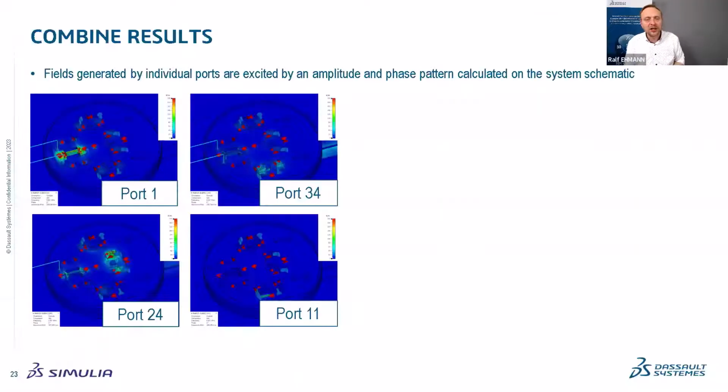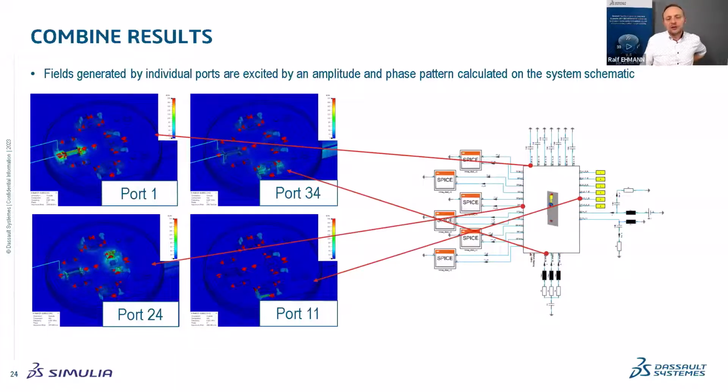And how this is done is one of the key features that we think is very useful for EMC, because it allows you to visualize not just a field which is generated by a port, because that's what we see on the left-hand side. These are the fields generated by individual ports. So you see when port 1 is excited, we get a certain field pattern. When port 34 is excited, we get a different field pattern. But these individual field patterns are of course not of interest for us. What we want to see is this resulting field when the PWM signal is applied. And this works via combined results.